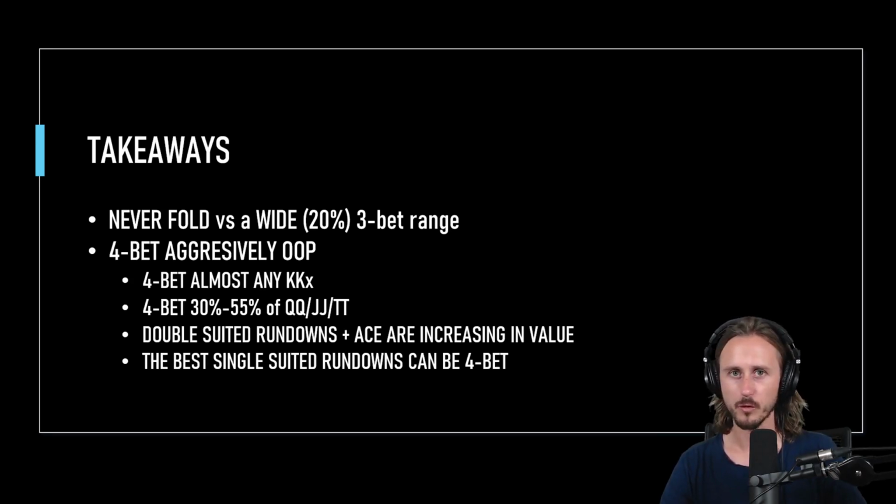As we know, we 4-bet all the aces, obviously, but then we 4-bet most of our king-king. We 4-bet around 30 to 55% of our queens, jacks, and 10s, depending on the side cards. Double-suited rundowns with an ace are increasing in value. They can dominate more often, and they 4-bet therefore more often. And the best single-suited rundowns are even also being added to our 4-betting range.